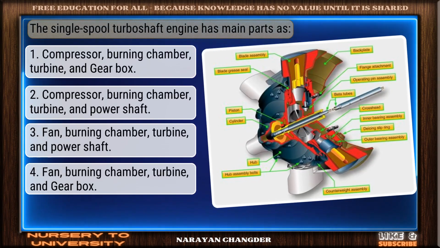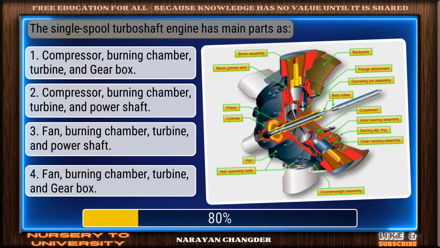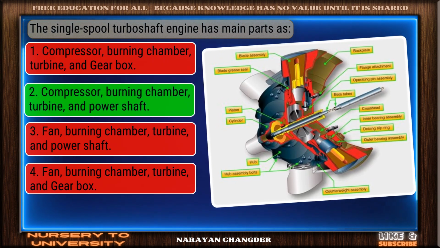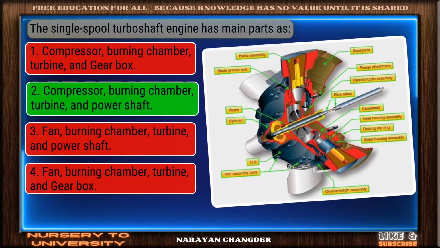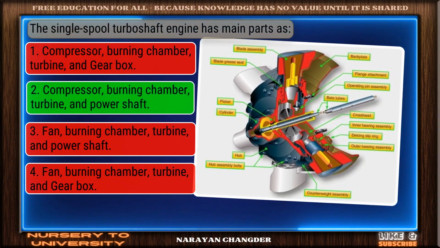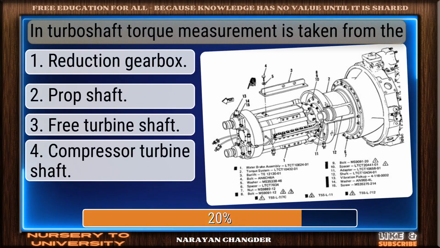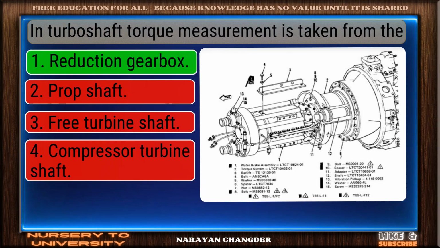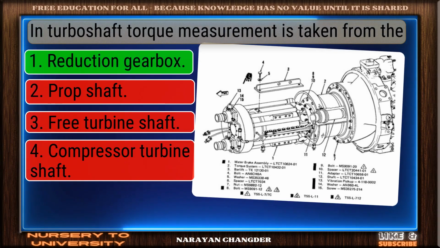The single spool turboshaft engine has main parts as... Smart move. Compressor, burning chamber, turbine, and power shaft is an accurate answer. In turboshaft, torque measurement is taken from the... Well picked. Reduction gearbox is the correct answer.